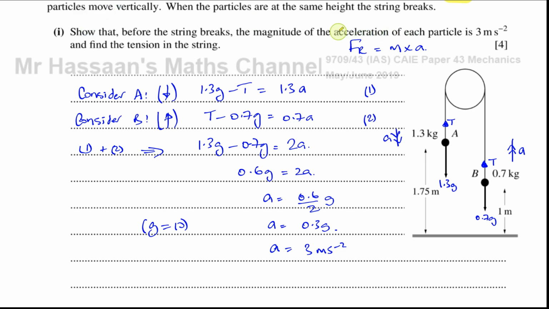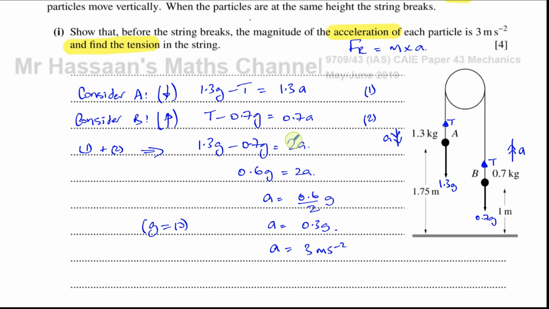This is two parts. It says find the acceleration, and then it says and find the tension. So don't neglect to read the question properly. Some people just say, show that the magnitude of acceleration is 3, and they just forget about the rest of the question. There's two things we have to do here.